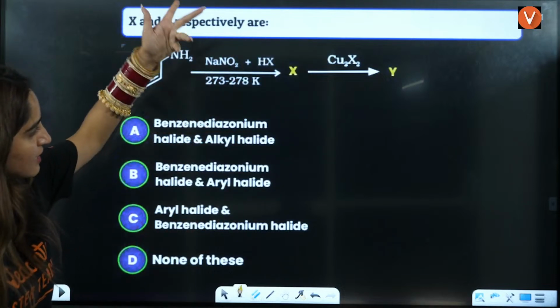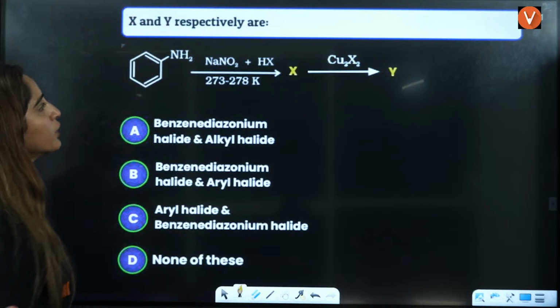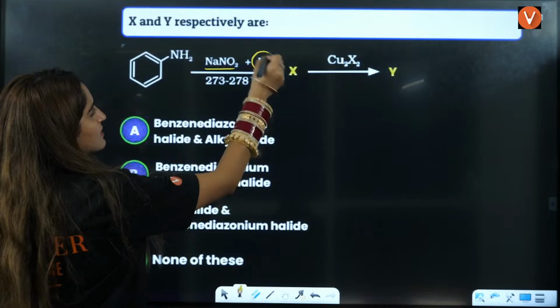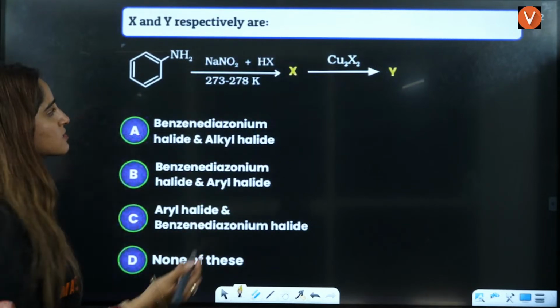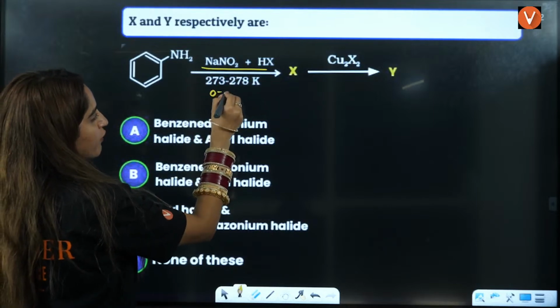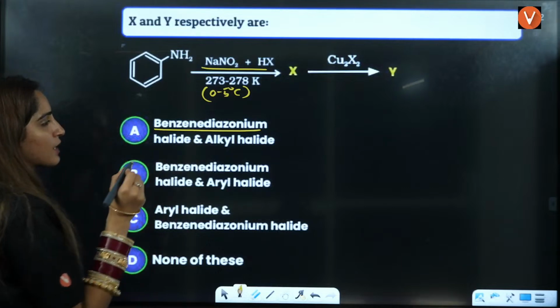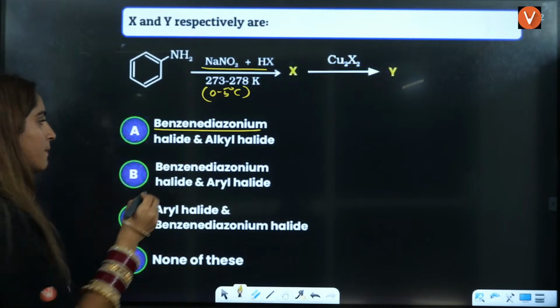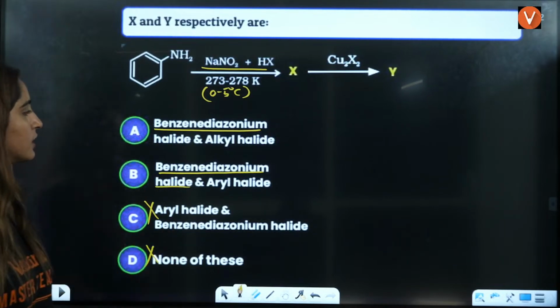I have given you simple halogen here. Okay, fine. You have added NaNO2 and HCl, so let's say HX here. This is nothing but diazotization at 0 to 5 degrees Celsius, right? So this will be converted to benzene diazonium halide. Okay? Benzene diazonium halide.